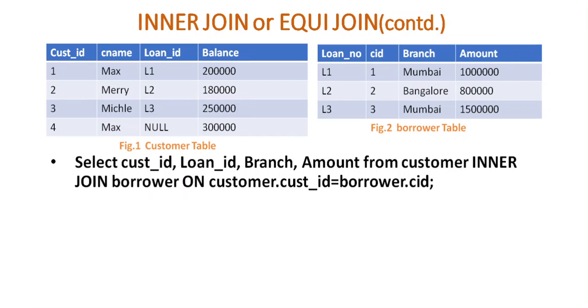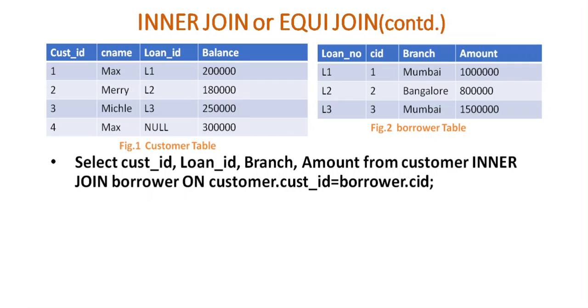So here simply I have written the query: select customer ID, loan ID, branch and amount from customer inner join borrower. Okay, so this is the syntax of inner join query. Here you need to use the inner join keyword between the names of two tables. Okay, when you say customer inner join borrower, it means that you want to perform inner join operation on these two tables. So we are performing inner join operation on these two tables, and we are checking equality condition by using the common attribute.